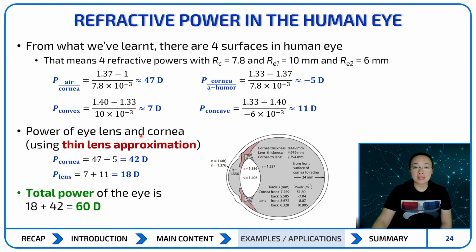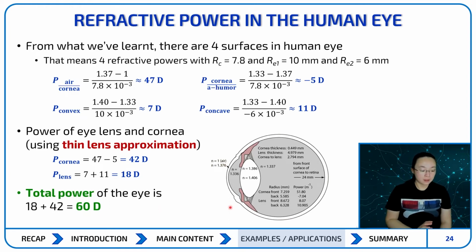So for the power of the eye lens and the cornea, using the thin lens approximation, we end up being able to get the total refractive power of the cornea, because the cornea has both the air and aqueous humor. So you add the two up and you get 42 diopters. Now you have the refractive power of the lens. The refractive power of the lens includes the convex and the concave portion, and so you add the two together and you get 18 diopters. So the total power of the eye, just through this whole area, is going to be 60 diopters.